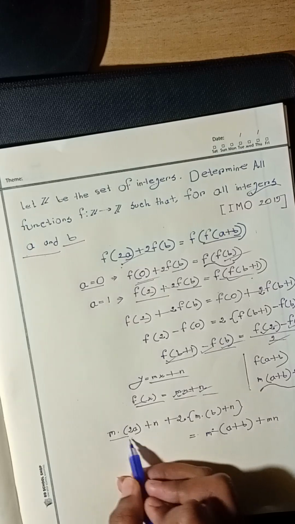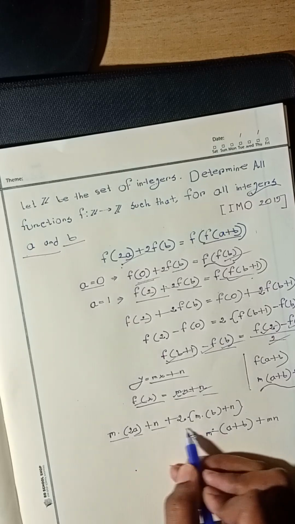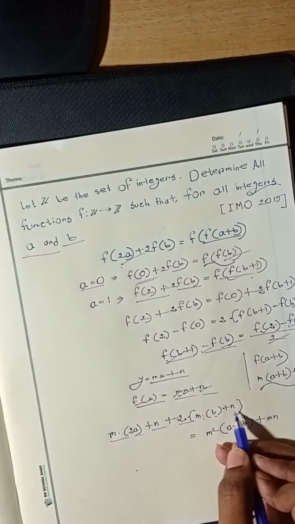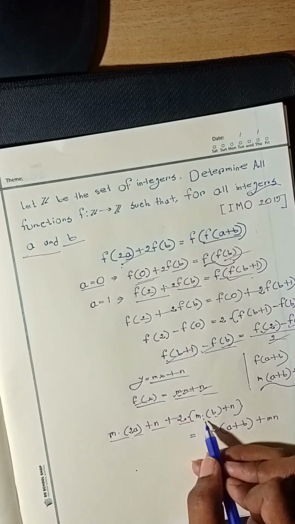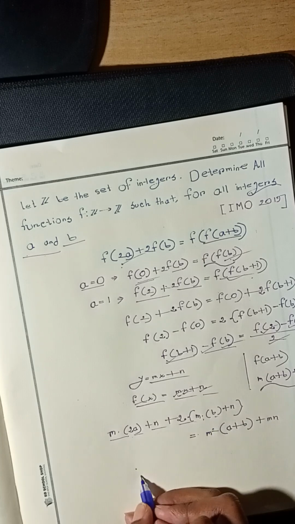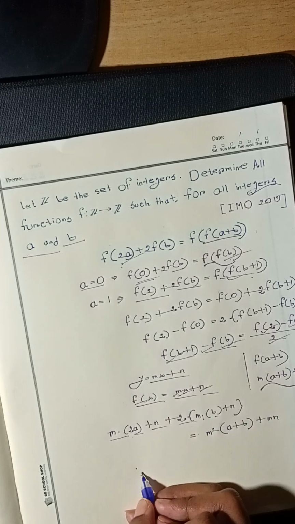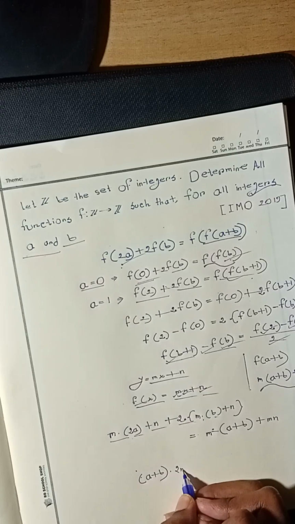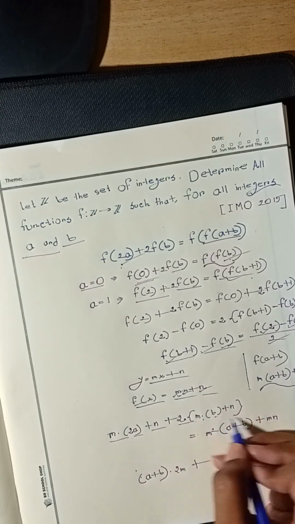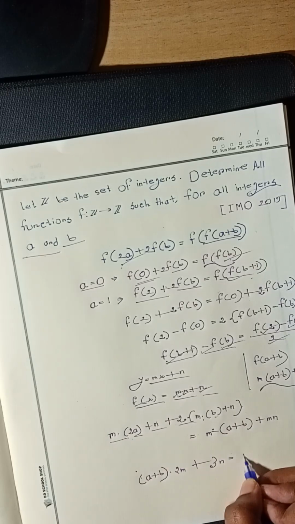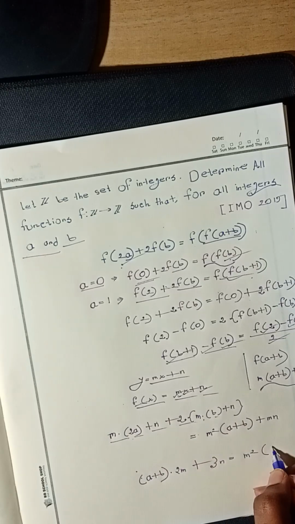Now if we write out the form, then we would get m into 2a plus n plus 2 into m into b plus 2n. So the total thing can be written as, if we take common factors, a plus b into 2m plus 3n, because 2n plus n is 3n. The other side is m square into a plus b plus mn.